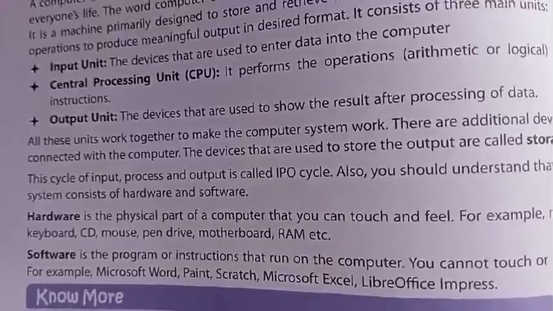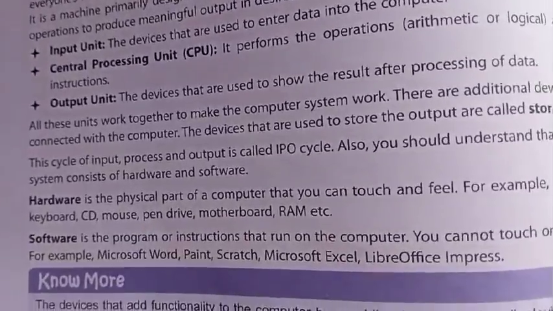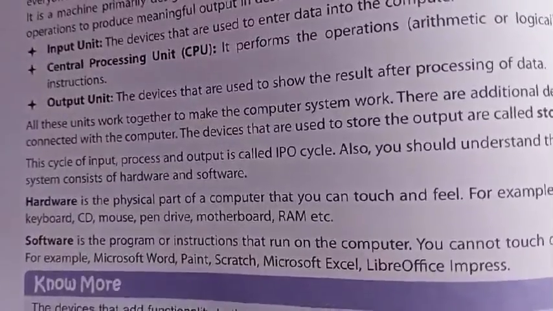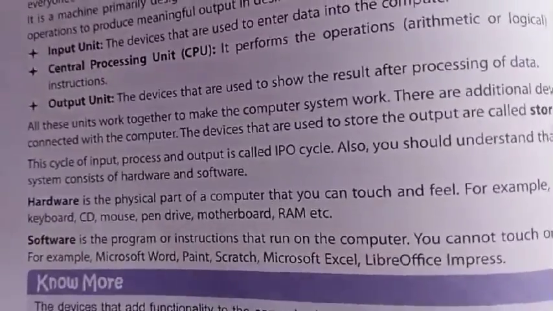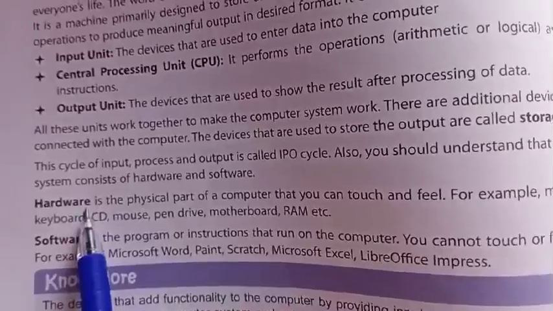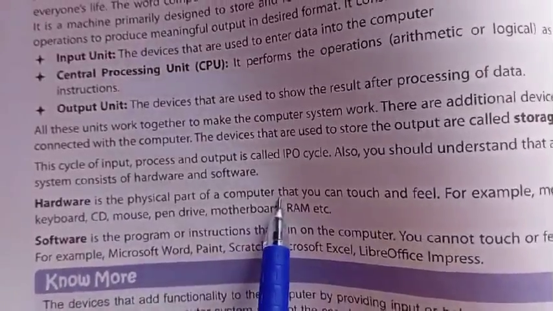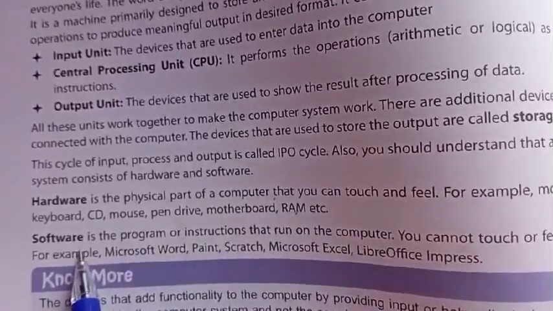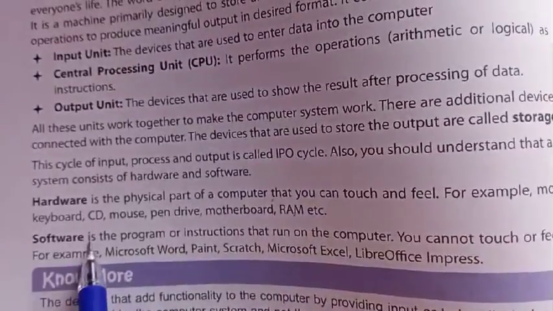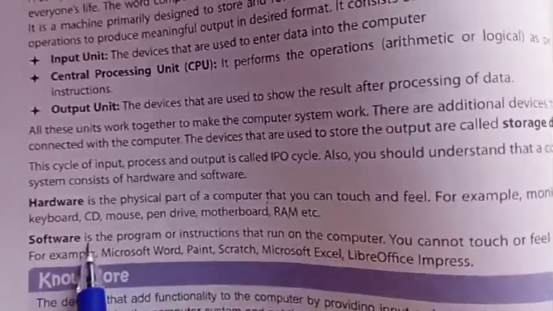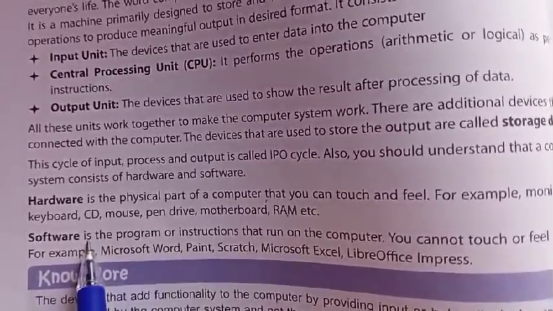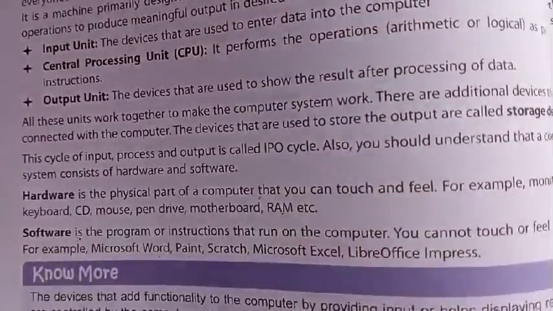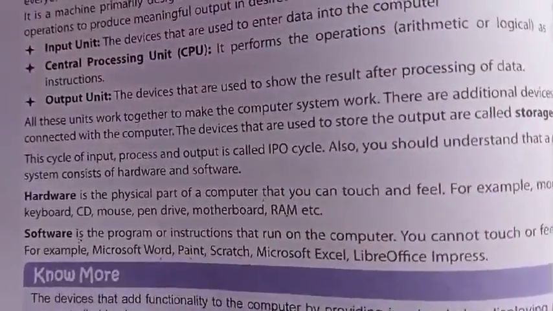Whenever we have a computer system, that computer system is basically made up of two things. One is the hardware, that means all the physical parts of the computer, like pen drives, motherboards, RAM, etc. And the other is software. Software are those programs or instructions which run on the computer so that you can perform any task. Some examples are Word, Paint, Scratch, Excel. These are all software.